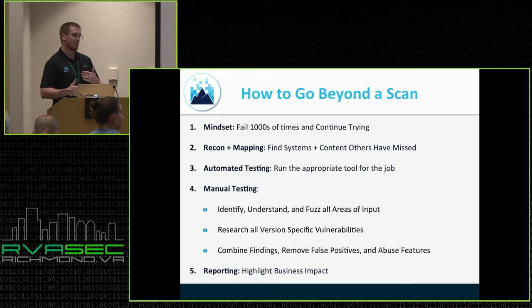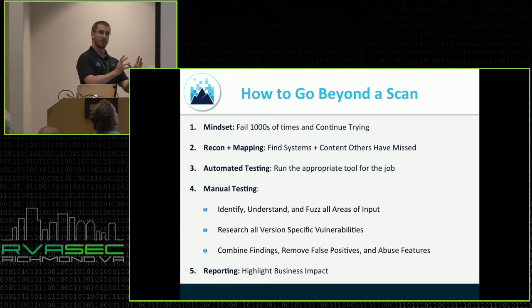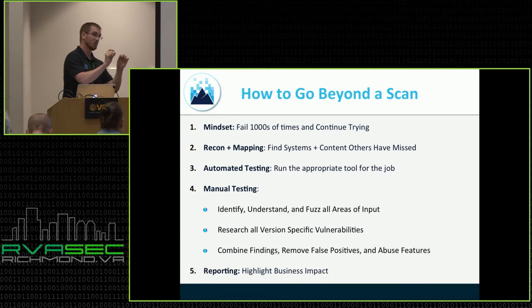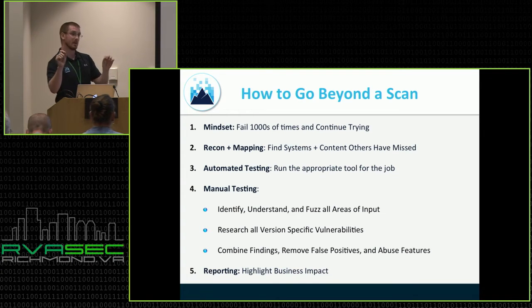Then we really get into the manual testing, and this is what we're harping on here. You want to identify and understand all areas where we can pass user input, and we want to fuzz the applications. We want to research the versions, if we can enumerate them, and the technologies that we enumerate. Sometimes it's just a simple Google search, like "Joomla version exploit-db." Not that bad, but that's the truth.